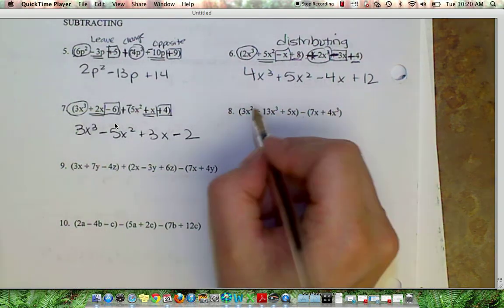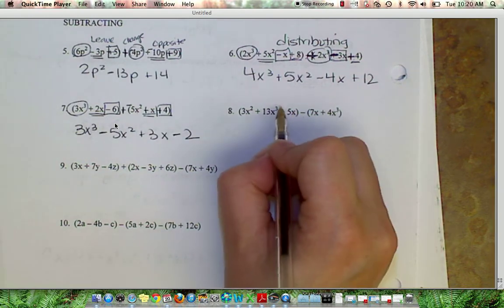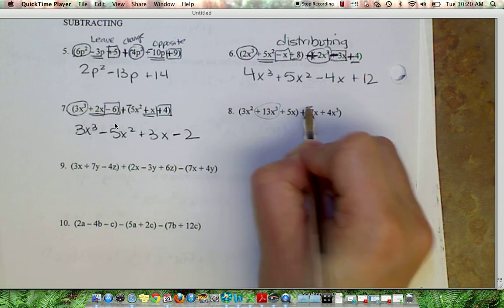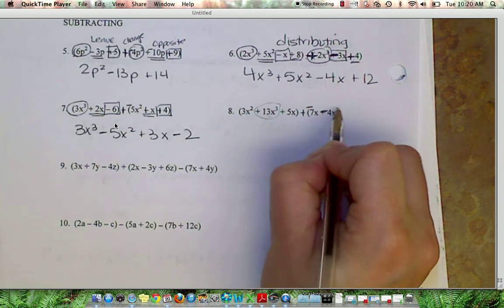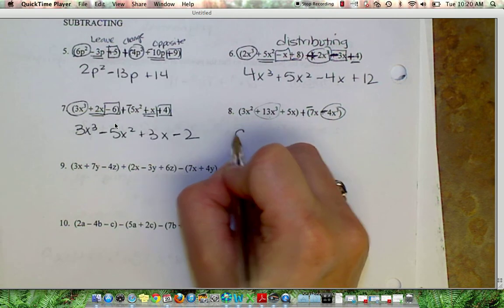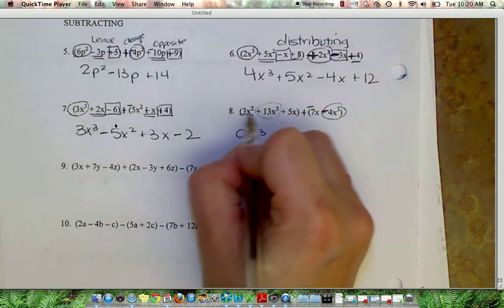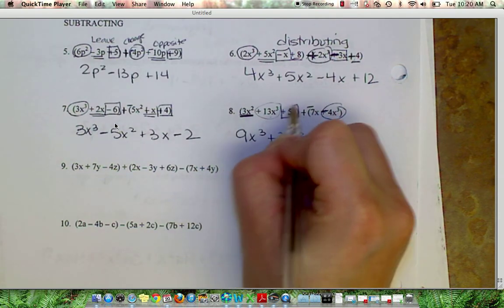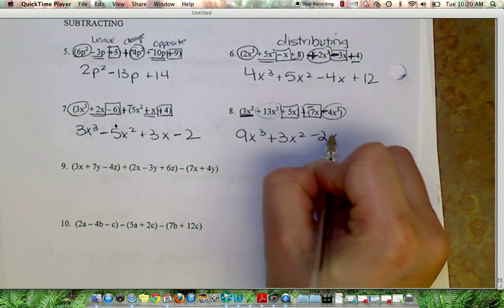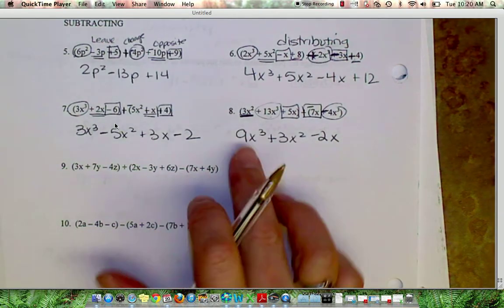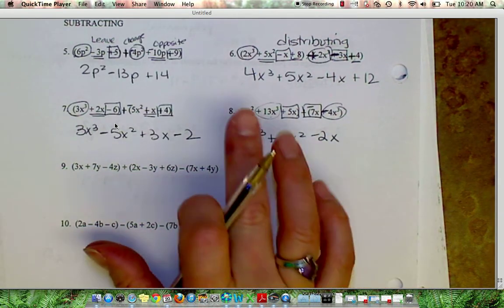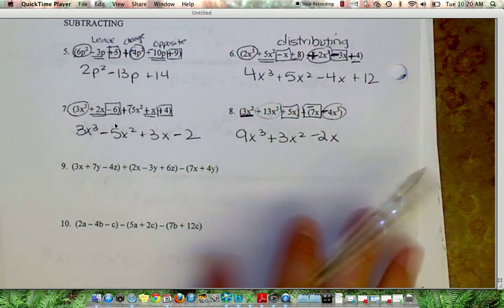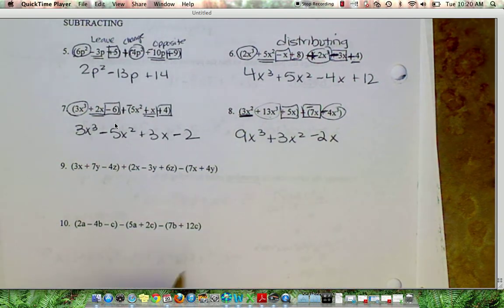Subtracting here, start with your highest exponent. So we've got 13x cubed, and we've got to change the signs on these. So 13x cubed minus 4x cubed would be 9x cubed. Now our squares, this is the only square, so positive 3x squared, and 5x minus 7x gives us negative 2x. The order actually doesn't matter unless it says you have to put them in descending order. But we would like to get you in the mode of always writing them in descending order.